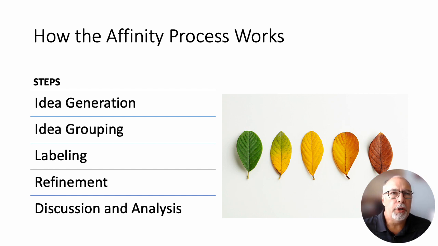Idea grouping. Once you have the ideas put together, then you start to group the related ideas. This process involves looking for commonalities, similarities, or connections between the ideas. Ideas that share a common theme or concept are placed together. You then go ahead and you label these ideas. What are the overarching themes or concepts that caused you to connect them to each other? This helps to provide a clear and concise understanding of what's in each group.